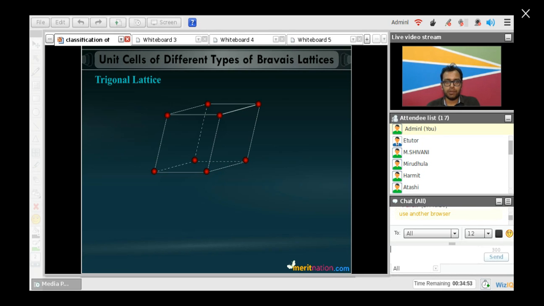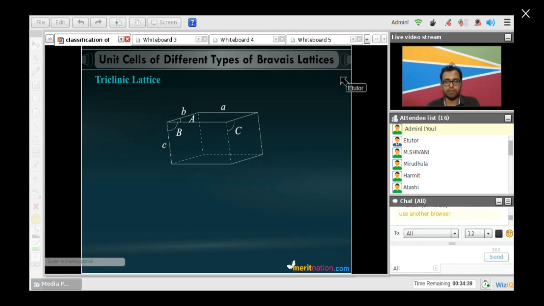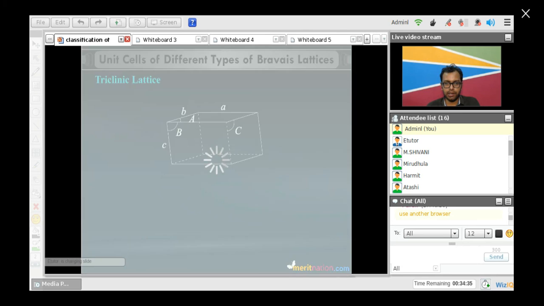So different lattices have been shown here, right? The trigonal lattice is like this. It will contain a primitive lattice only. In case of the trigonal cell, and the triclinic cell will also contain a primitive lattice only, right?